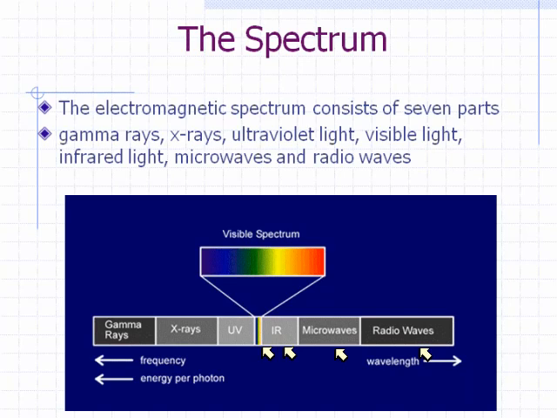Then we start getting to really small wavelengths. This type of radiation is also ionizing, so it's dangerous to us. Ultraviolet light, X-ray, and finally the shortest wavelength, the highest frequency of all the electromagnetic waves, the highest energy per photon, and the most dangerous, are the gamma rays.